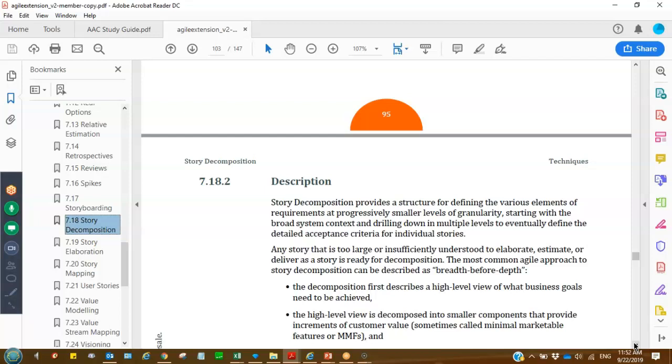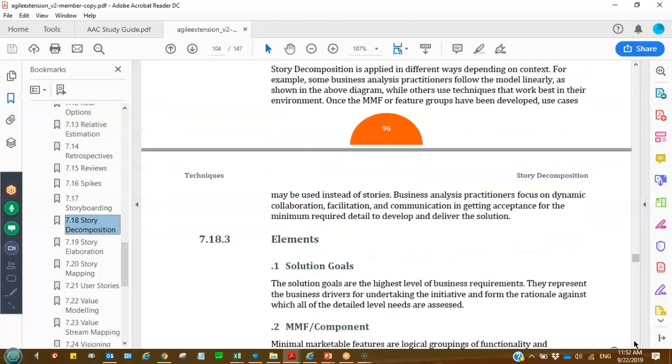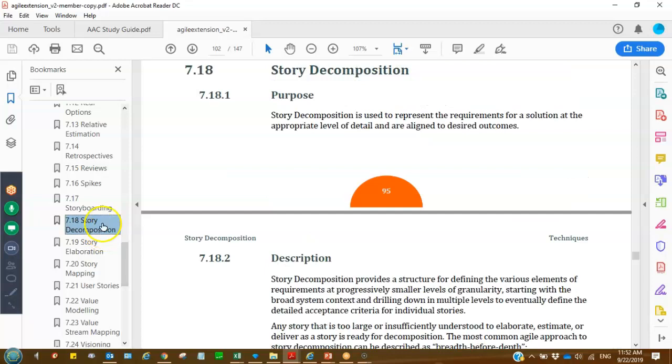Okay. Any thoughts or any discussion on story decomposition? Your experience with story decomp? Do you guys do it? Do you find it effective? We definitely do it, and I definitely think it's necessary. Yep. Yeah, for sure.